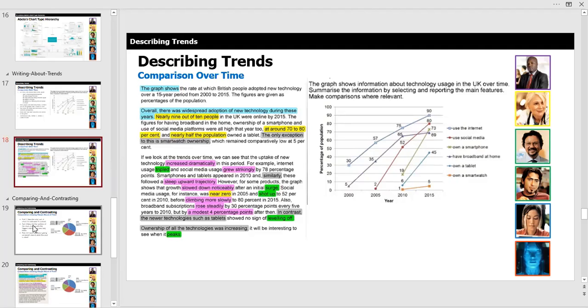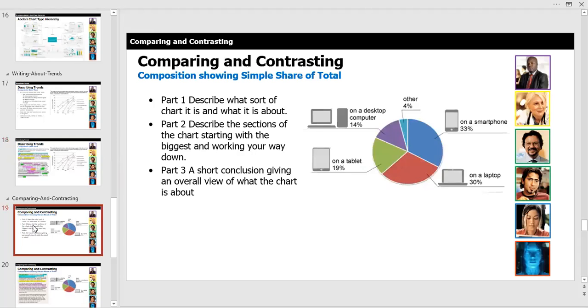Okay. The second type of example is comparing and contrasting, which on Abela's chart type hierarchy would be called composition, showing simple share of total. So here, instead of 4 parts, there are 3 parts. Part 1, describe what sort of chart it is and what it's about. Part 2, describe the sections of the chart starting with the biggest and working your way down. And part 3, a short conclusion giving an overall view of what the chart is about.